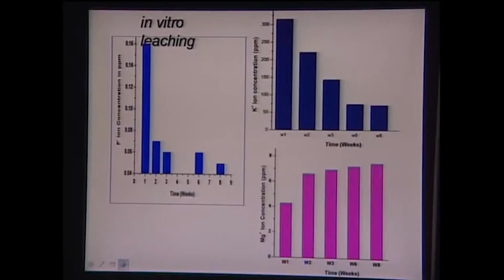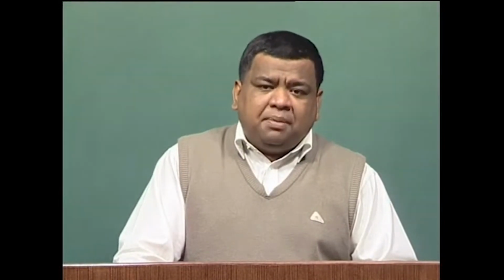Now, fluorine ion concentration, this fluorine leaching we have measured at different time periods, up to 6 weeks or 8 weeks, and what you see here is that the typical fluorine ion leached is less than 0.1 ppm. Now, typically according to the World Health Organization WHO standard, the maximum fluorine level in the body that can be tolerated is 1.5 ppm. So, less than 0.1 ppm for the present set of materials is quite an acceptable value.